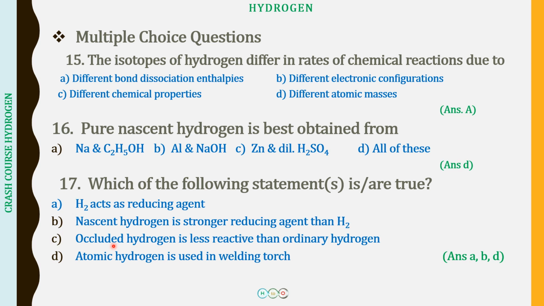Okay. And atomic hydrogen is used in the welding torch, because atomic hydrogen means hydrogen atoms. These hydrogen atoms are very short lived. They have a half-life of just 0.3 seconds, and they quickly combine to form H2, and in that process a large amount of energy is released, which is utilized in the welding of metals. So this is also a correct option. So A, B and D are going to be the correct options.